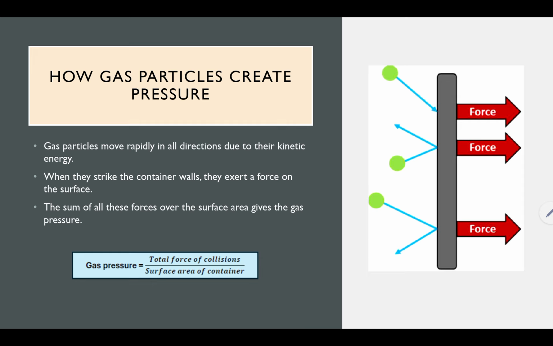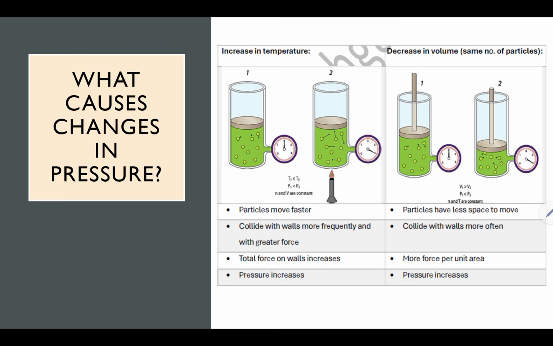Okay, so basically this is here or there the same thing. So what causes changes in pressure? We said already temperature and we said volume. I just wanted to break it down to you in points. Particles moving faster with temperature, so collide with wall more frequently and with greater force.